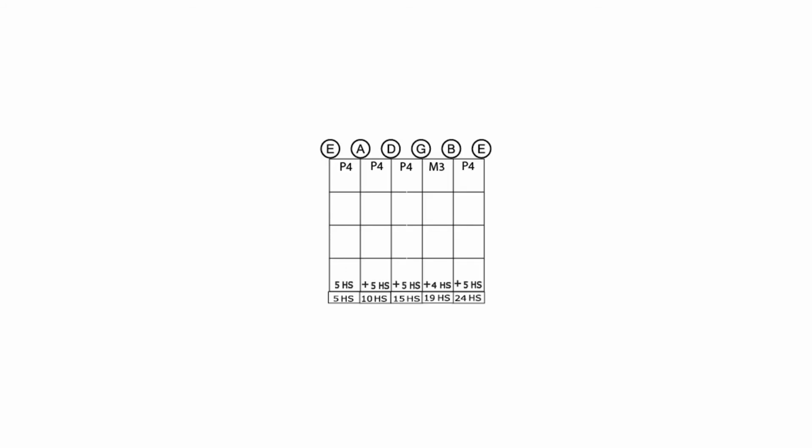When you look at the figure here, you see how you can figure out that if E to A is 5 half steps, then E to D is 10 half steps, 5 plus 5, and E to G, which is 5 plus 5 plus 5, or 15 half steps, and so on. Now you may ask, how is this information relevant? Well, you will soon see why.